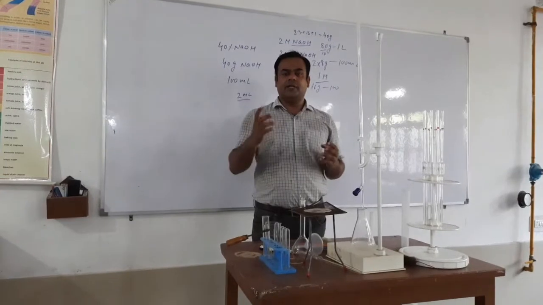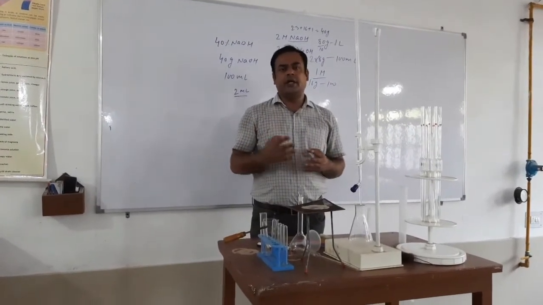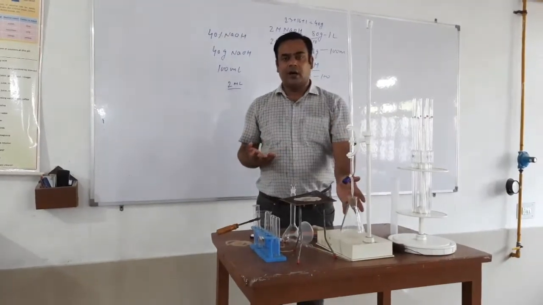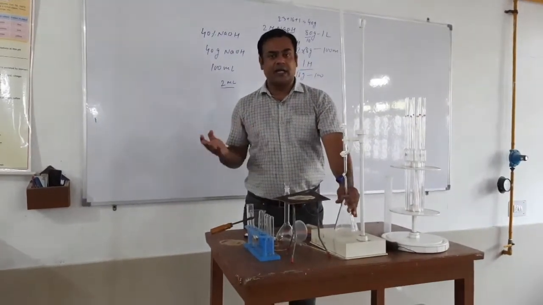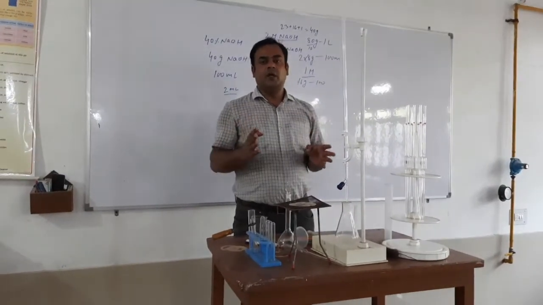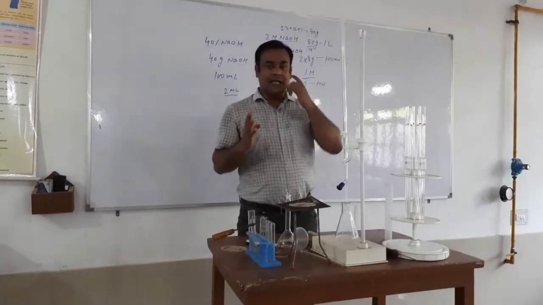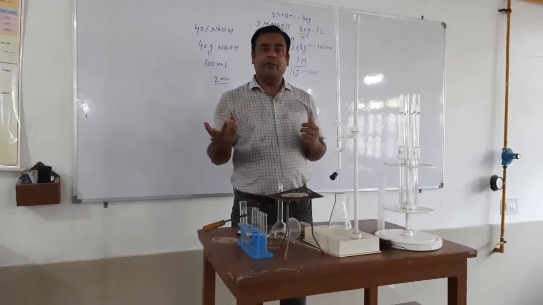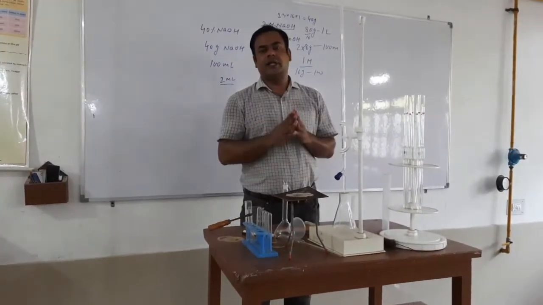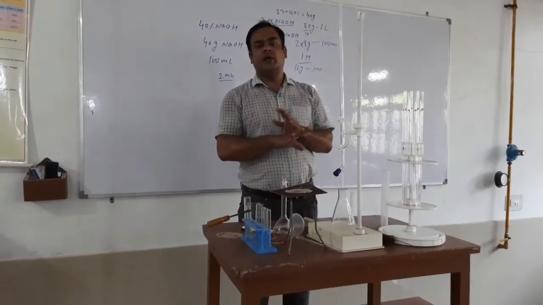When we add phenolphthalein in basic solution, it turns pink. When we titrate with acid, when all the base has been neutralized and the end point comes, the solution will turn from pink to colorless. That is the indicator of the end point. End point means the reaction is completely over.